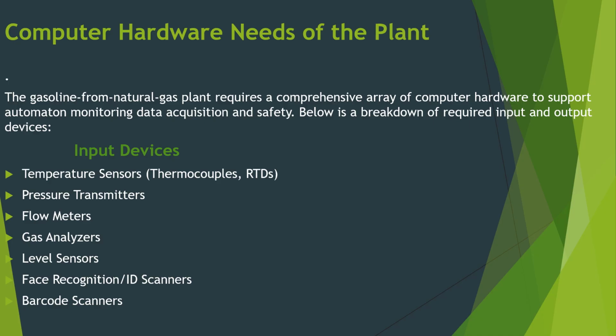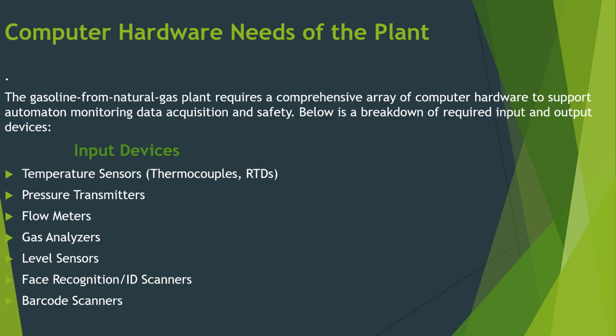So the input devices. 1. Temperature sensors. So these are placed on reactors, heat exchangers, and distillation columns to monitor thermal conditions. 2. Pressure transmitters. So these are used in reactors and pipelines to monitor system pressure and avoid overpressure. 3. Flow meters. So these are installed on gas and liquid lines to measure flow rate of natural gas, methanol, and product streams.